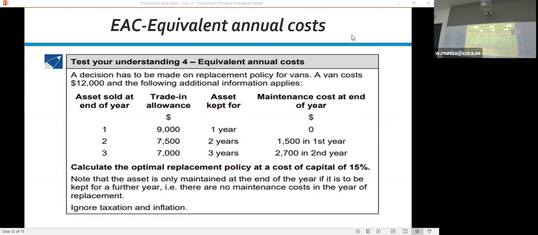Is there any confusion? Yes, it says continuous cost of the second year, so it means there is no cost of the third year. For this 3-year replacement strategy, you will have year 0, 1, 2, and year 3. In the second year, you are going to take the maintenance cost of 2700. In the third year, you are not going to take any maintenance, and you are going to take the trade-in allowance in the third year only. Yes, 7,000.